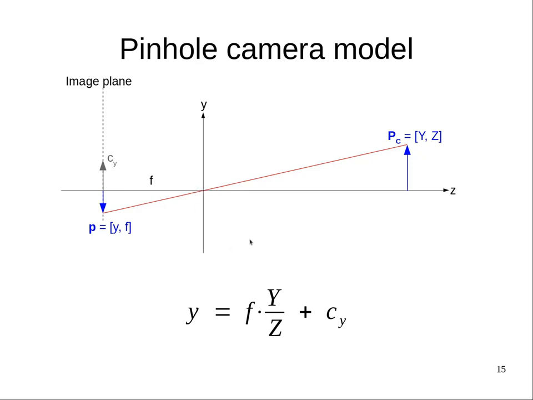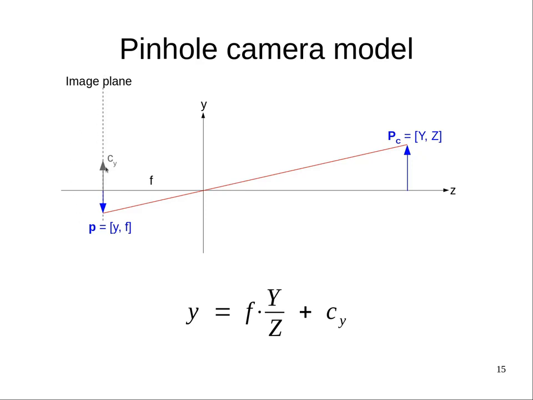Okay, so the relation is y derived by z is small y derived by f, and we are interested in small y, so we modify the equation like this. And yeah, basically we could be done here, but we also add this principal point cy. So why do we do this?